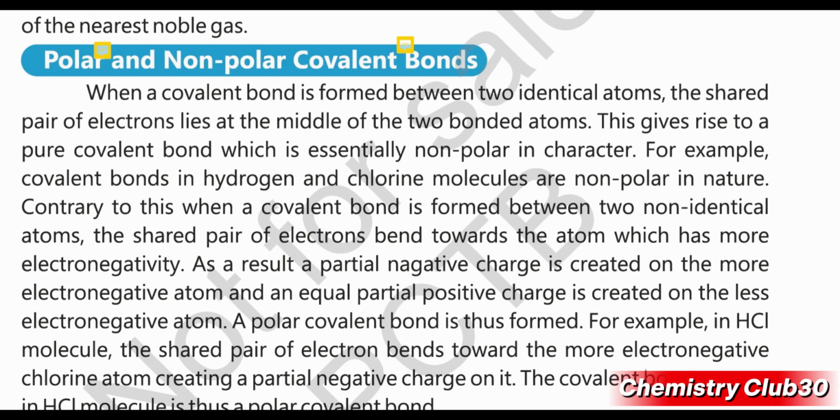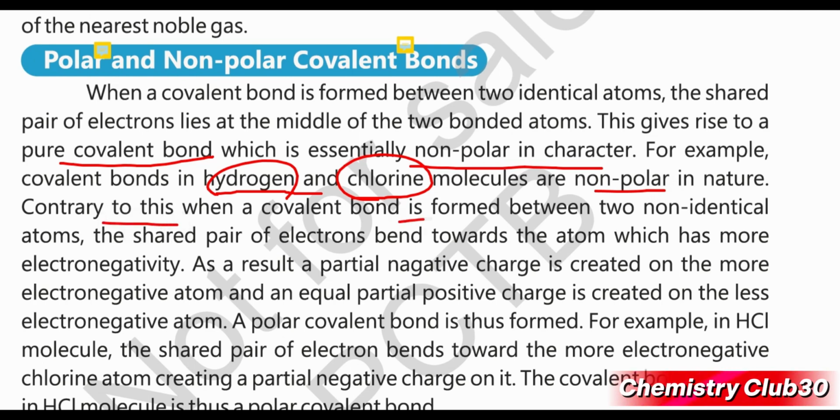So when a covalent bond is formed between two identical atoms, the shared pair of electrons lies at the middle of the two bonded atoms, that is, present in the center and equally shared. This gives rise to a pure covalent bond, which is essentially non-polar in character because electrons are equally shared. For example, the covalent bond between hydrogen atoms in the hydrogen molecule and the bond between chlorine atoms in the chlorine molecule. These are non-polar in nature.